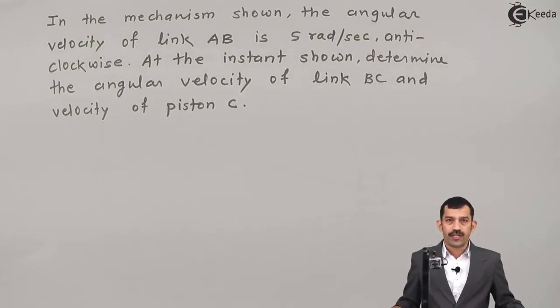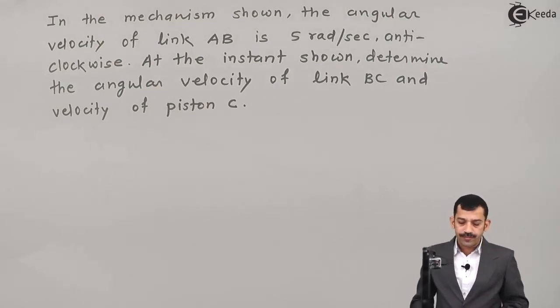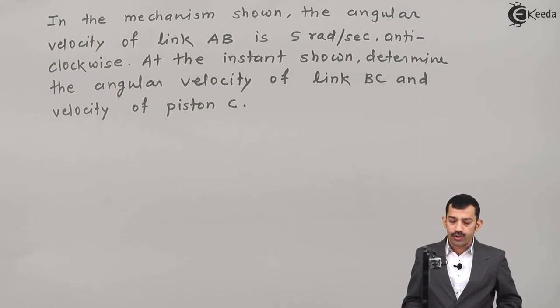We'll solve a problem on kinematics of rigid bodies. See what is given in this problem. In the mechanism shown, the angular velocity of link AB is 5 radians per second anti-clockwise. At the instant shown, determine the angular velocity of link BC and velocity of piston C.